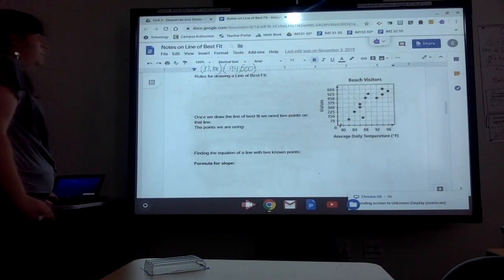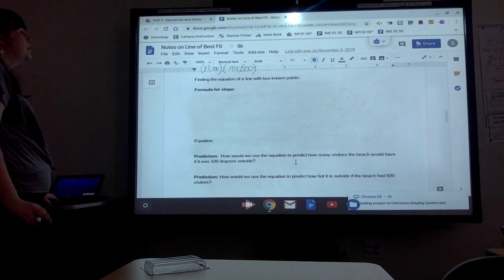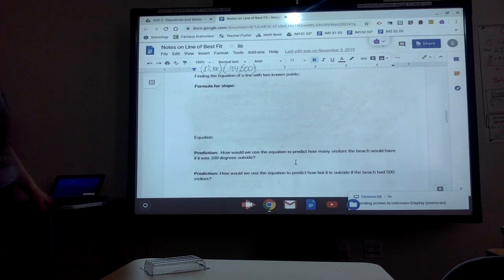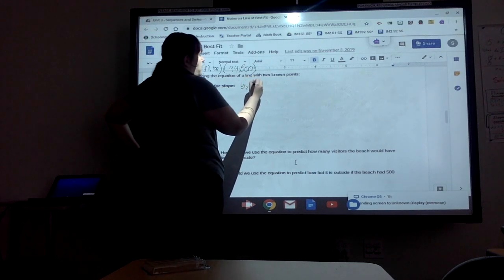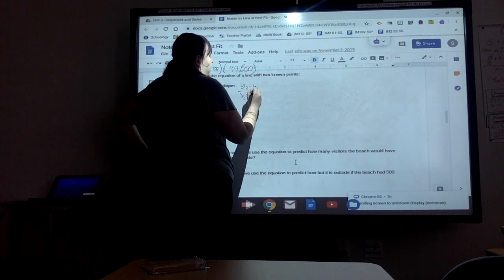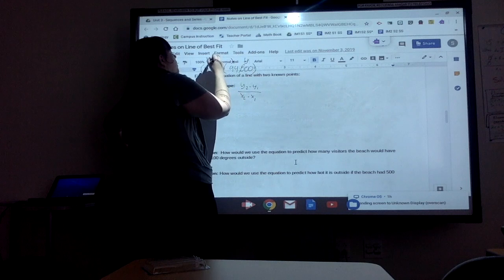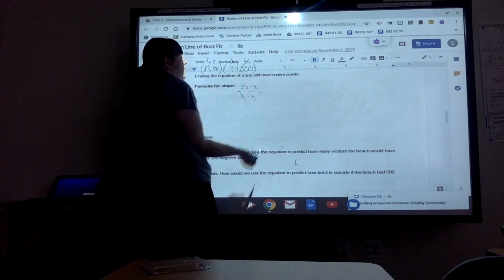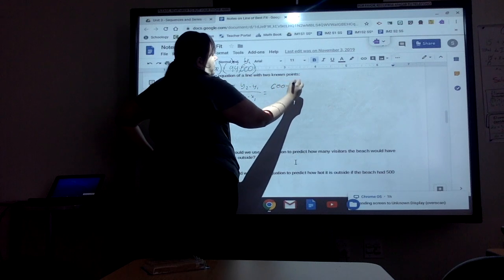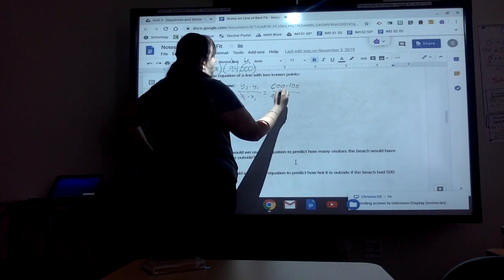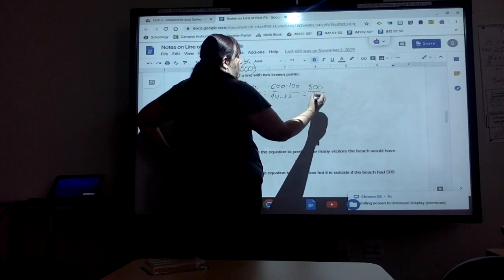So now that I have 2 points that were on my line of best fit, I do everything we've done in the past. Remember to find the equation of a line with 2 known points, first use the formula for slope, which is y2 minus y1 over x2 minus x1. So you label your points x, y, x, y. We'll call this the first one and this the second one. So to do my slope, I do 600 minus 100 over 94 minus 82 equals 500 over 12.